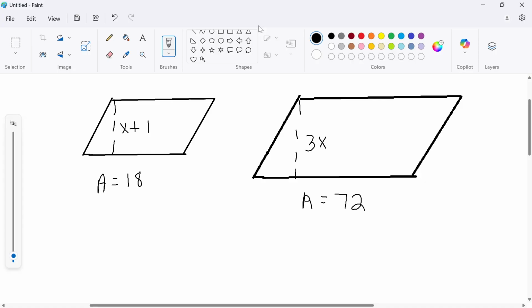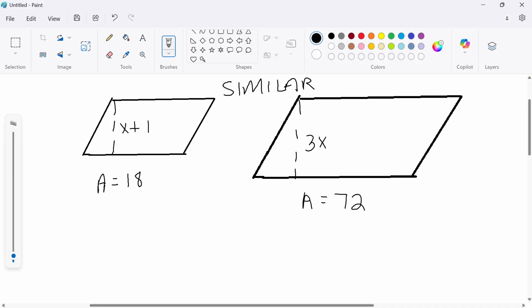Maybe it's just asking to find x. I don't know. Maybe it's just saying, what is the value of x? I'm not sure. I'll find the value of x and the value of the base of each parallelogram. And the key to this is they are similar.